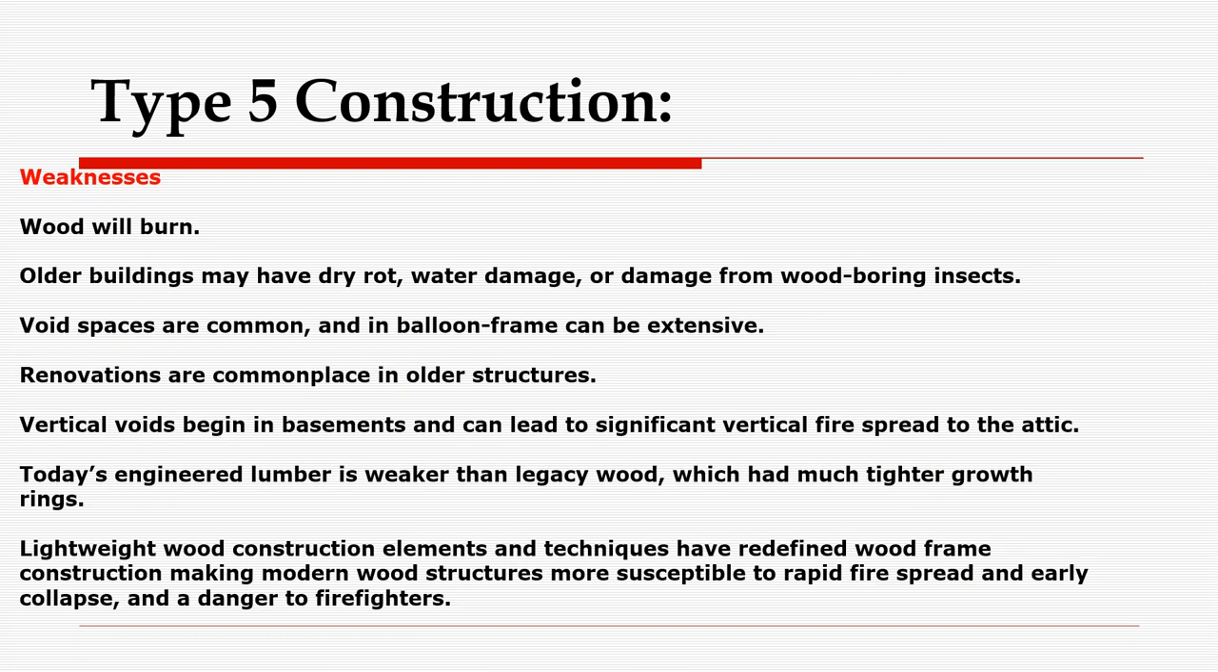So weaknesses, obviously the wood will burn. Older buildings may have dry rot, water damage, or damage from wood-boring insects like termites. So these older homes that are Type 5 construction can already have some weaknesses before the fire even hits them. Void spaces are common, and in balloon frame can be extensive. Renovations are commonplace in older structures. People want to add additional rooms, additional items to their home, and this could create weaknesses.